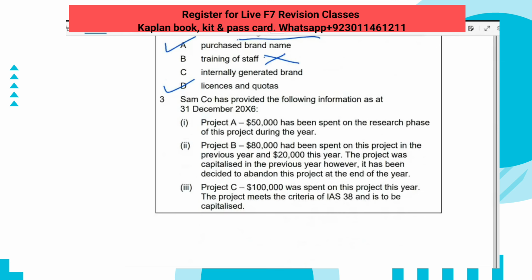Okay, student. Under point 3, the question they are asking is this: Sam company has provided the following information as of December 2006. Project A, 50,000 has been spent on the research phase of the project. Okay, you remember research phase, simply strike out. Project B, 80,000 was spent on the project in the previous year and 20,000 this year. The project was capitalized in the previous year. However, it has been decided to abandon. Abandon means they don't have any intention to continue. So this is also struck out.